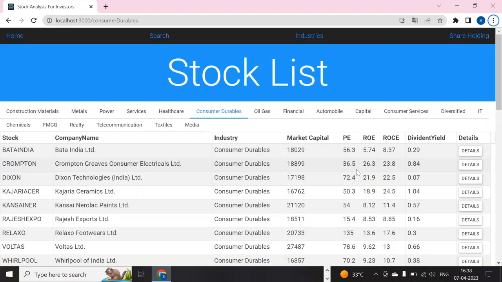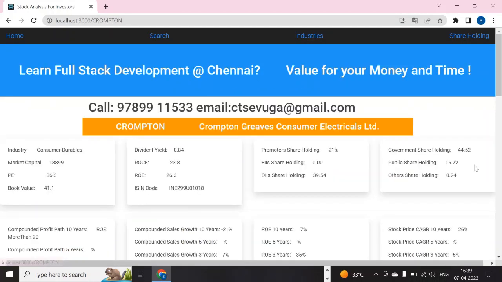So the PE ratio of 36.5 denotes that it is an undervalued stock based on the industry average PE ratio in the range of 56 to 57. ROE is really a good value at 26.3, and the ROCE is 23.8, and it is giving a nominal 0.84 dividend yield. When we click the details, we can see these values, and the further values we can discuss in the next video.